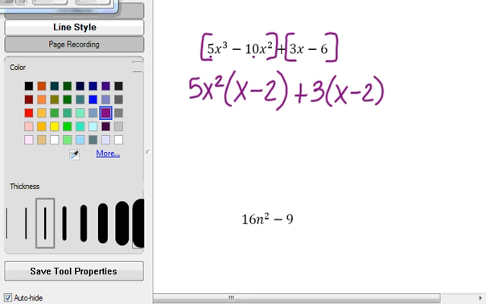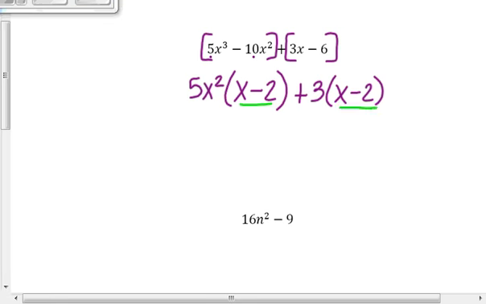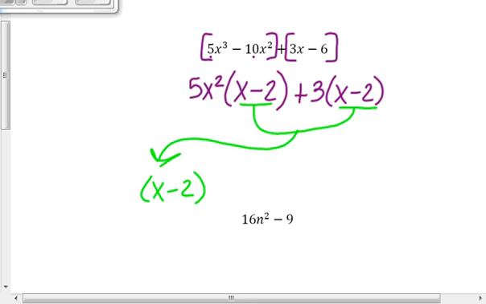You should still have a factor that you can pull out, and you get x minus 2, and we're left with 5x squared plus 3.